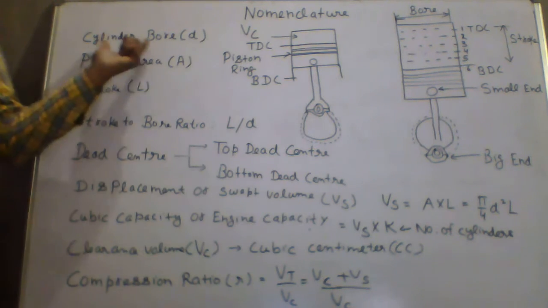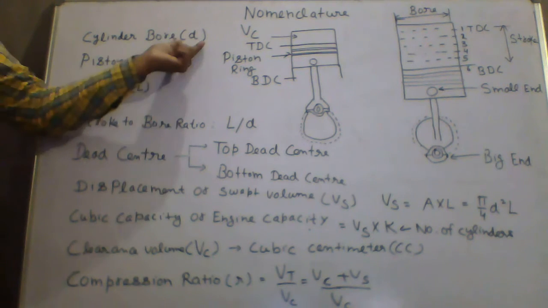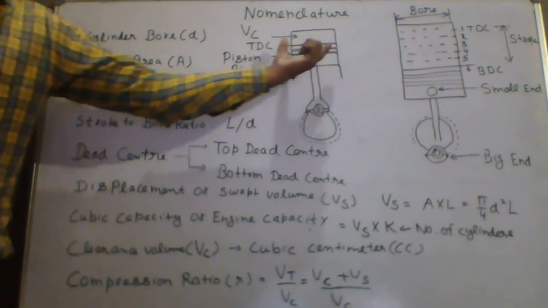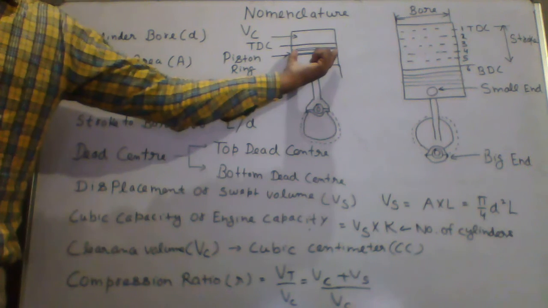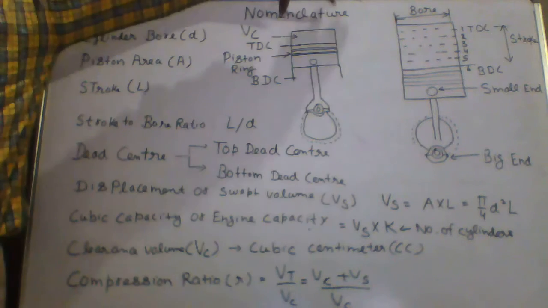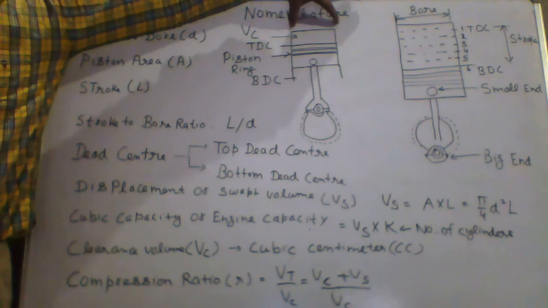So first we'll start with the cylinder bore. What is cylinder bore? It is denoted by small d. The nominal inner diameter of the working cylinder is called the cylinder bore, and it is denoted by D, and it is expressed in millimeter. Okay, so this diameter, this is your D, it is measured in mm.